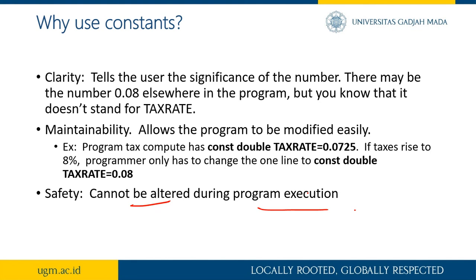How to declare a constant? You can use const, and then the type, and then the name of the constant, and then if you want to initialize it, just type it like this one. Initialize tax rate here, and the constant type is double. This is how you create a constant.